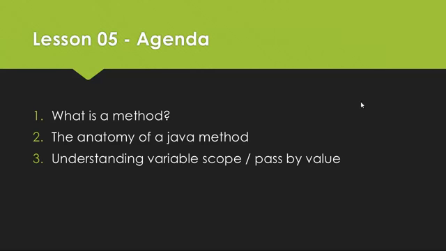First we'll define what a method is. Then we'll look at the anatomy or the breakdown of the typical Java method. Then we'll dive into an example where we calculate the area and perimeter of a rectangle. Then after that, we'll talk a little bit about variable scope and lifetime and how variables are sent in and out of methods through the parameter list.